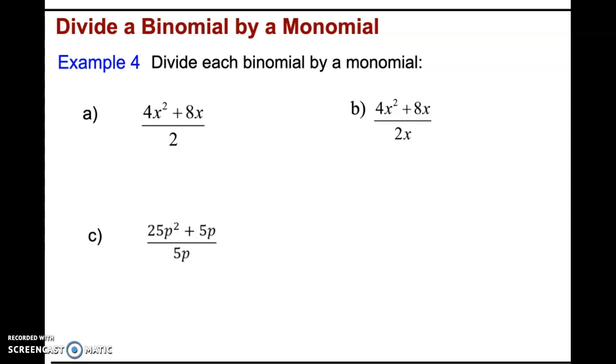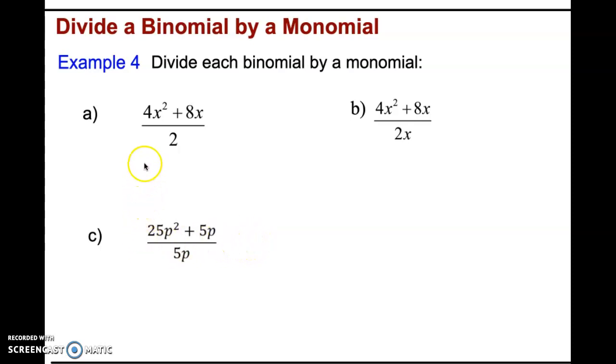Hello everybody, in this video we are going to talk about dividing a binomial by a monomial. And we're going to look at example 4 in the notes. So for A, in example 4, we have 4x squared plus 8x divided by 2.